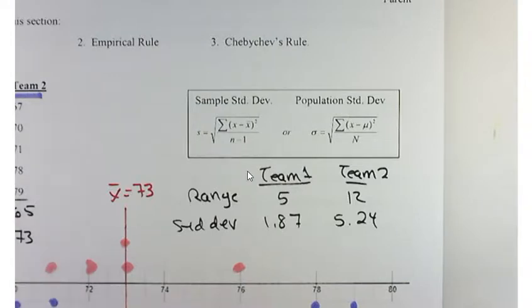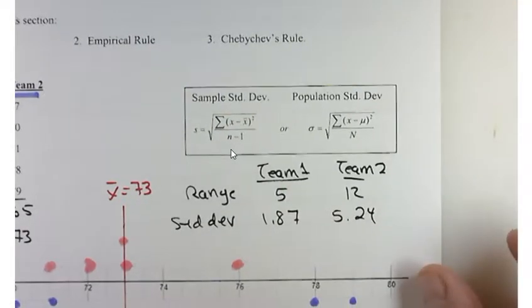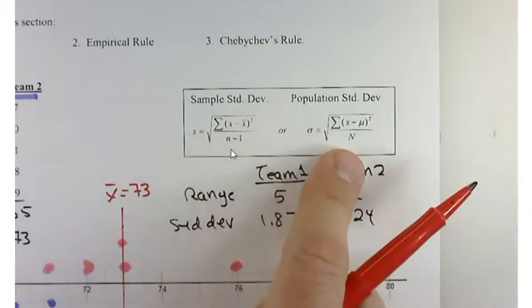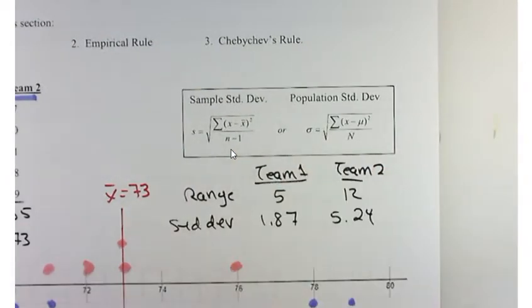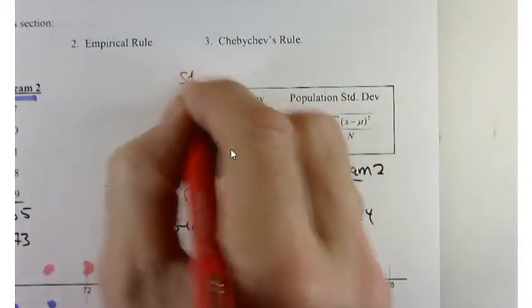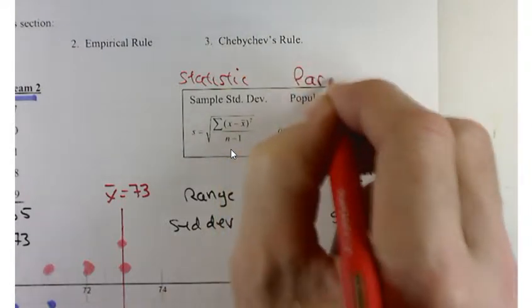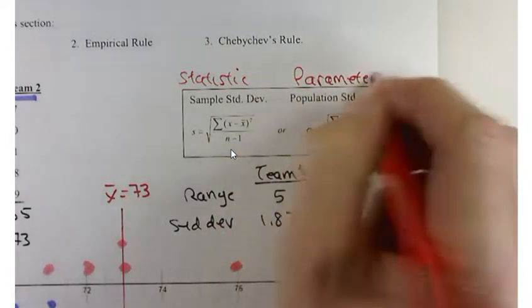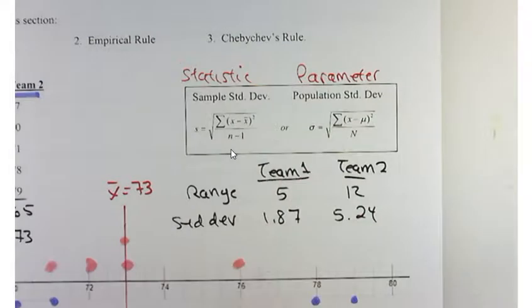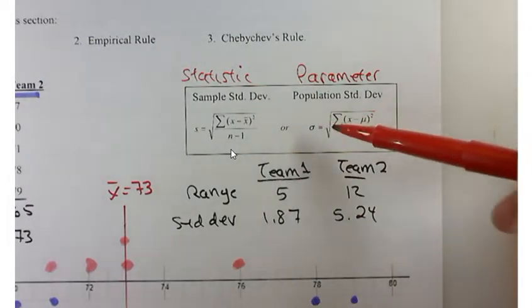I've got 2 different calculations for standard deviation. One's based on a sample, one's based on a population. One is a statistic and one's a parameter. Which one of these do you think is the statistic? Yeah, sample goes with statistic and the population goes with parameter. So this is your statistic, S. And this is your parameter, sigma.